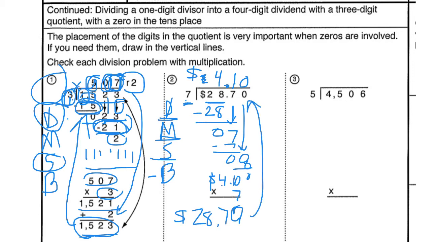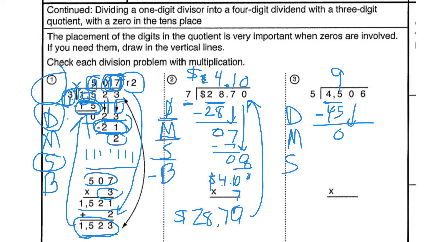All right, I want you to pause the video and do number 3 the best you can. And then turn it back on to see the solution. So here we go. 5 into, you should have already done this one. 5 does not go into 4, but it does go into 45. So I'm dividing 45 divided by 5, which is 9. And now I multiply. 9 times 5 is 45. Then I subtract and get 0.